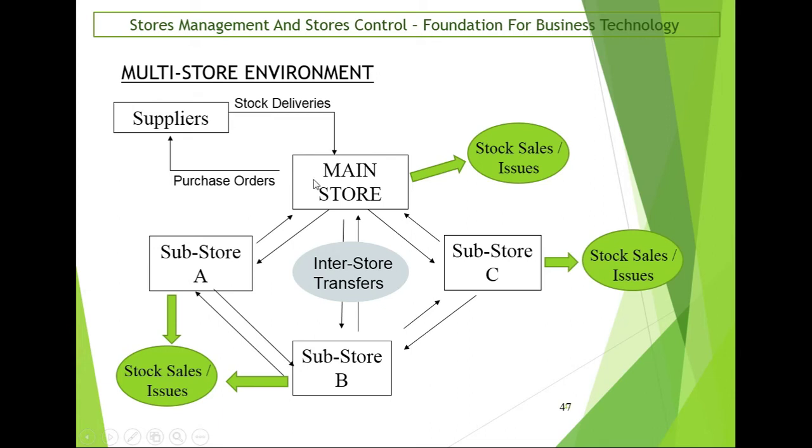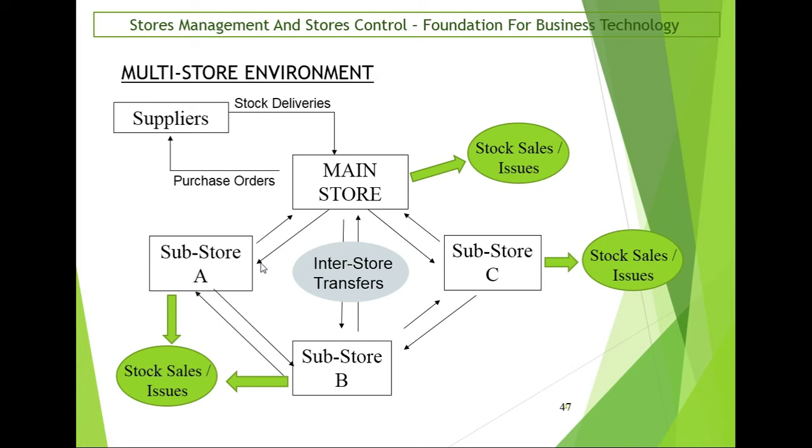Then once main store has the stock, they can then make internal transfers to the sub-stores. So you can see that we have represented a two-directional motion between all the stores, because it is possible for stock transfers to happen either way. Stock can be moved from one location to the next, or vice versa.